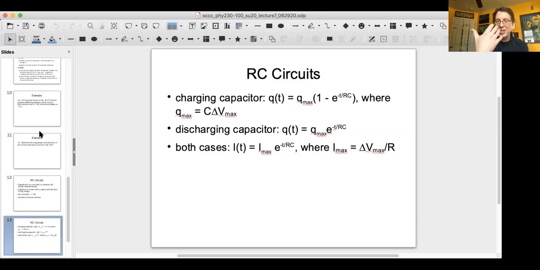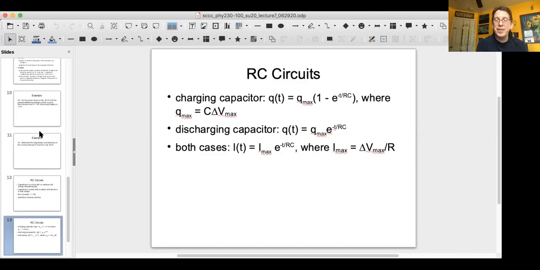So again, basically the charge builds up until the voltage across the capacitor equals the voltage feeding into that part of the circuit. And so Q is equal to Q max times 1 minus e to the negative t over RC, or e to the negative t over tau. And for a discharging capacitor, it's a simpler function. Q is equal to Q max times e to the negative t over RC.